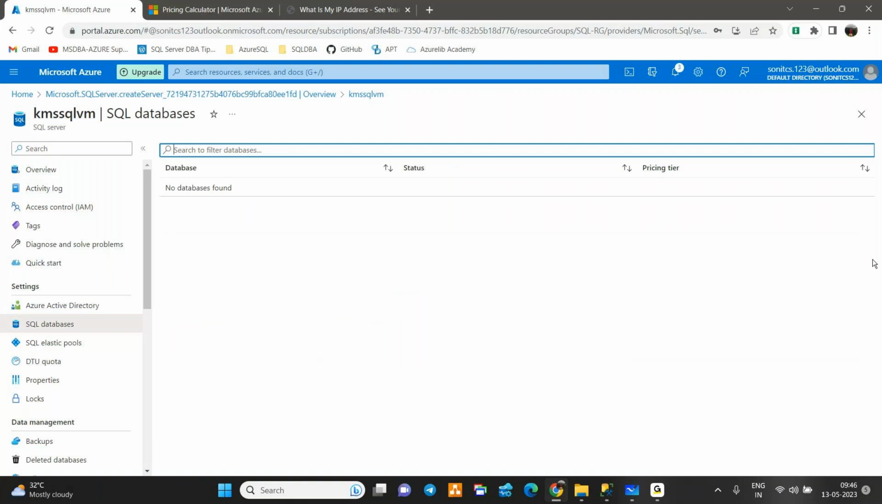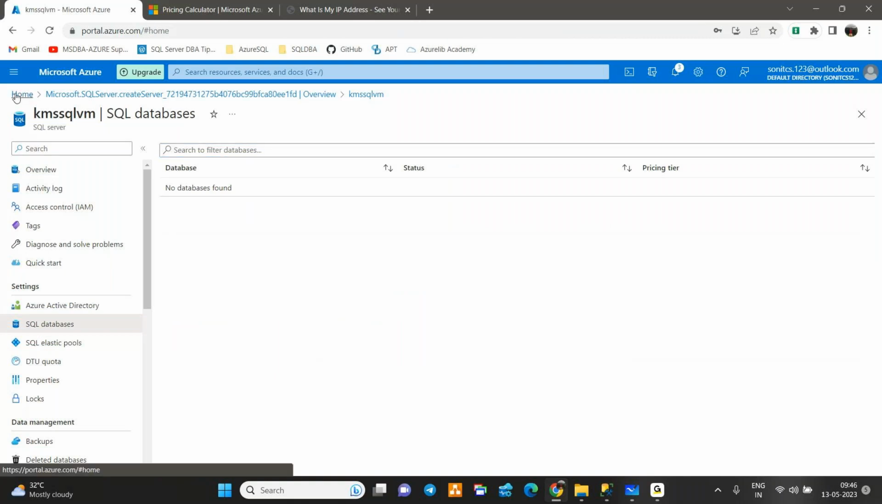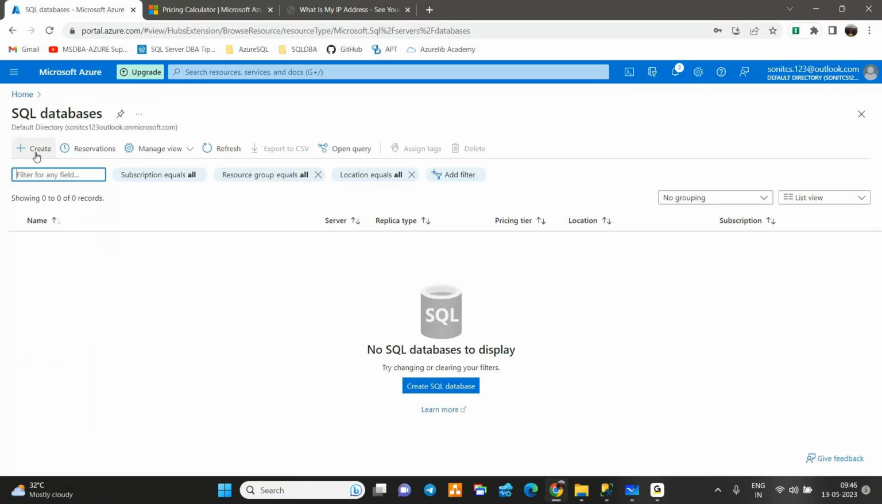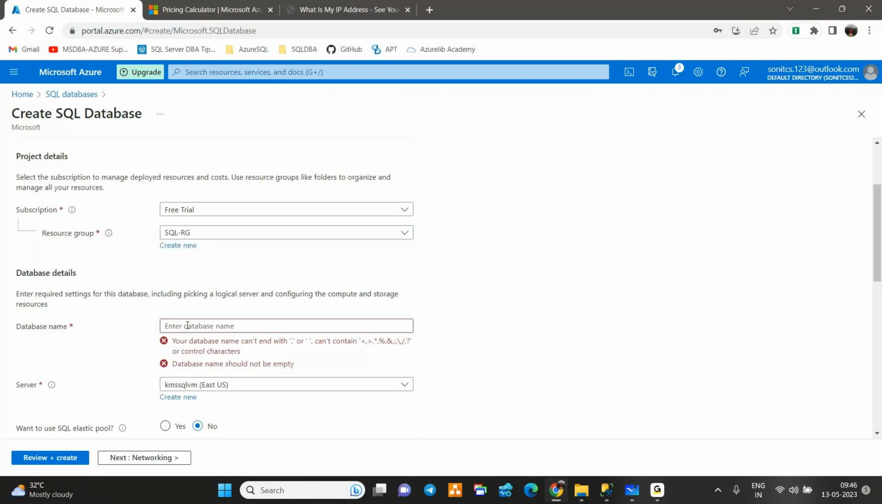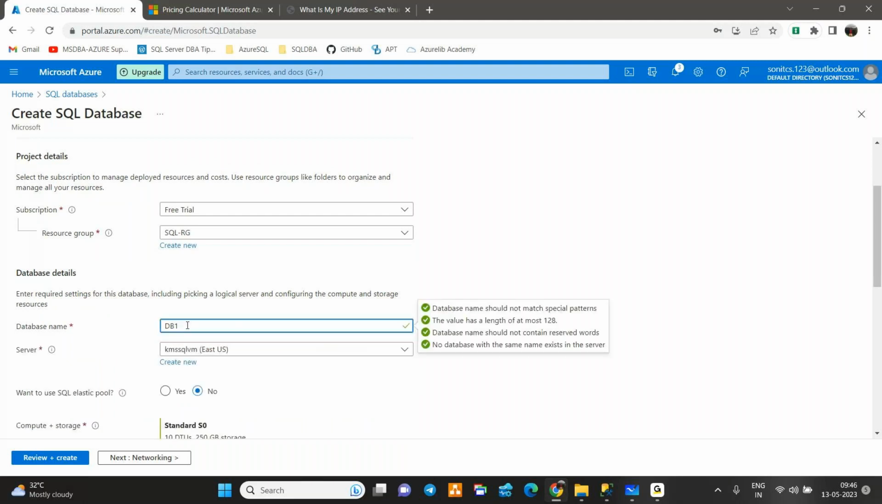Now, what I'm going to do is click on SQL database, then click on create to deploy the SQL database. Now choose the resource group. It's already picked because I have only one resource group. Choose my database name, DB1; you can choose whatever name you like. And this is my logical server. Forget about elastic pool.